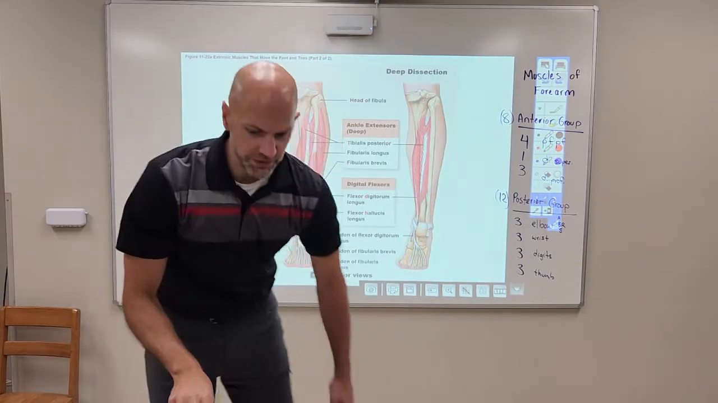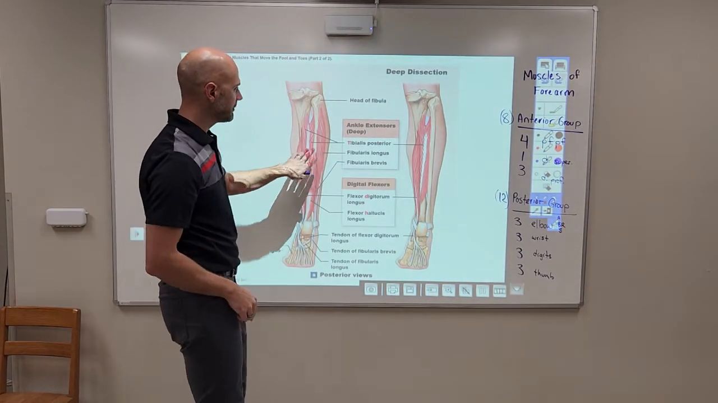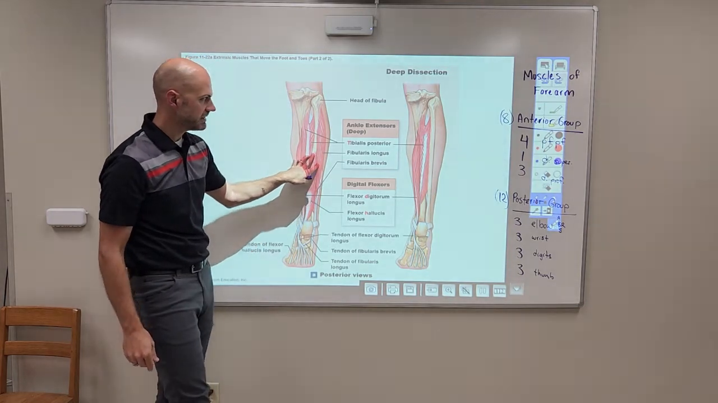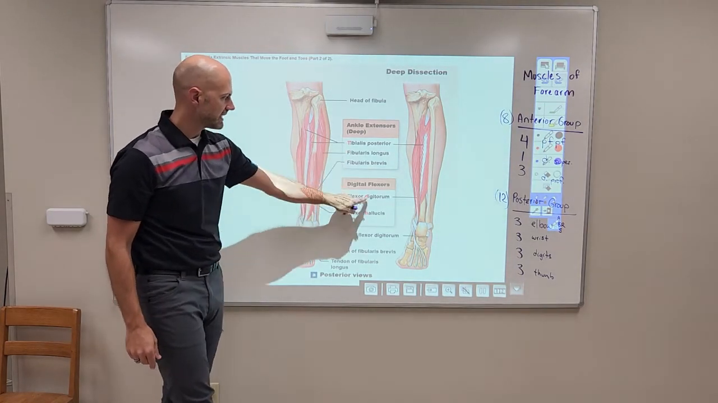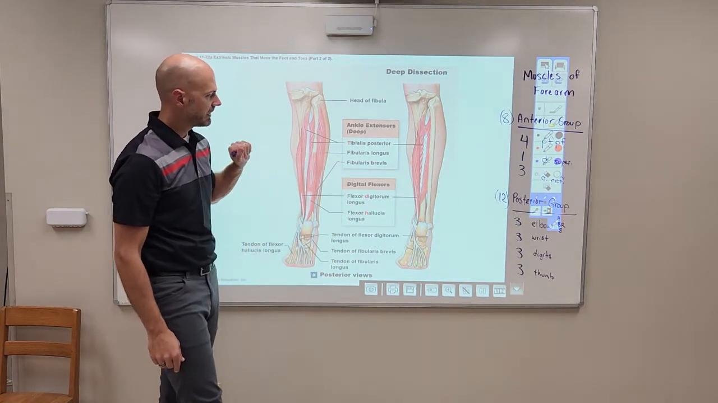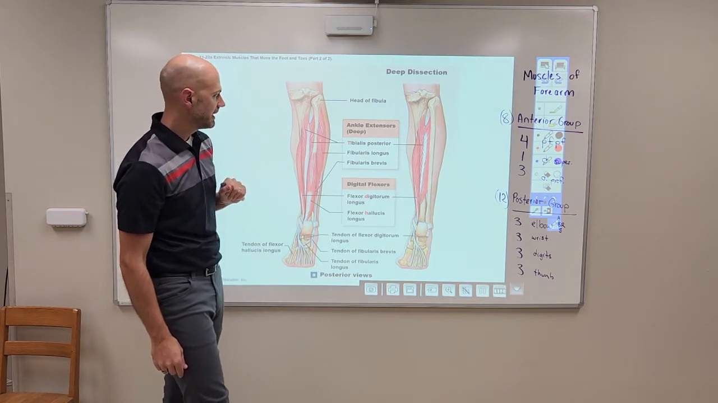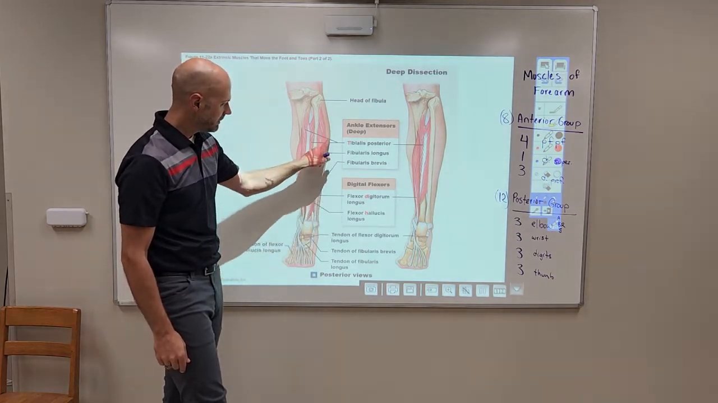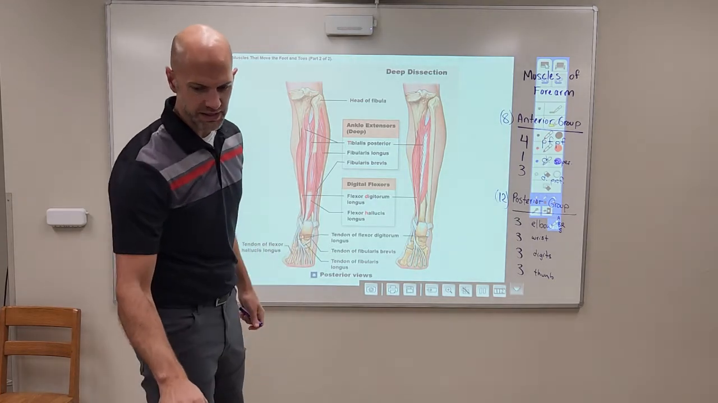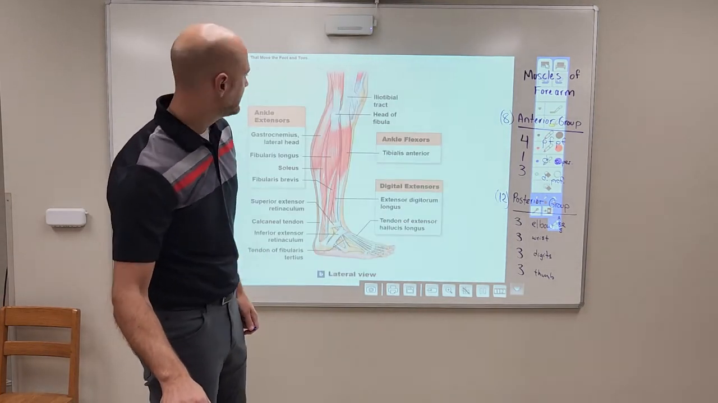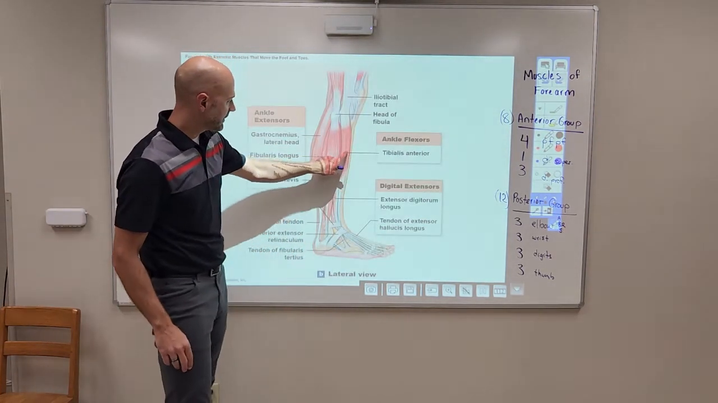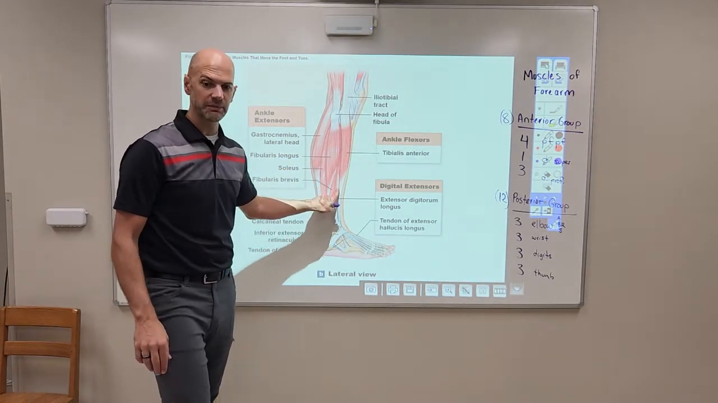As we go deeper, we're going to run into a group of 3 muscles in the posterior compartment that we're going to call the Tom, Dick, and Harry muscles. We'll get to those in just a little bit. And then we're going to also see 2 muscles on the lateral side. From the anterior, we're going to see 3 muscles in the anterior compartment as well.